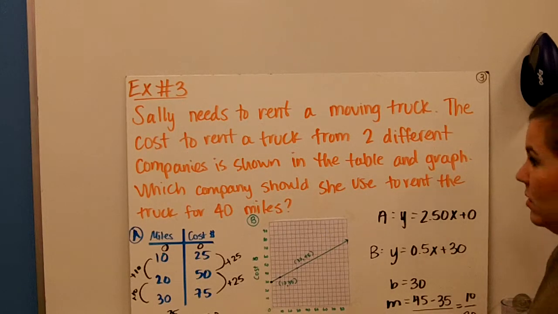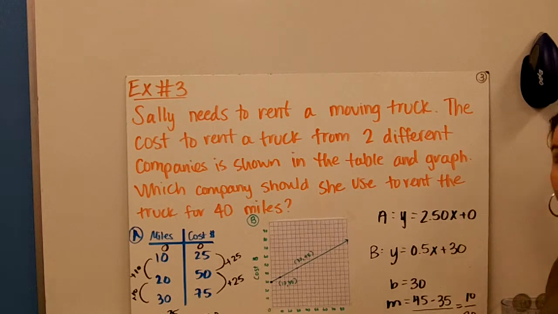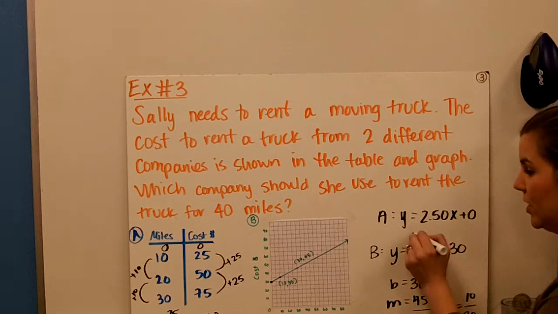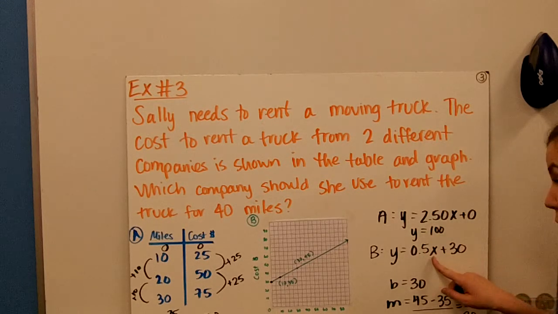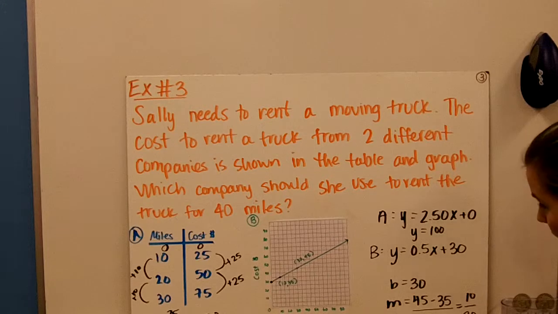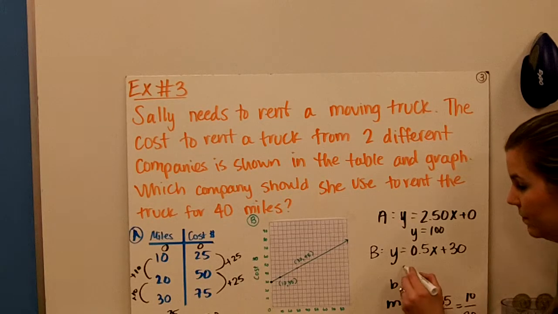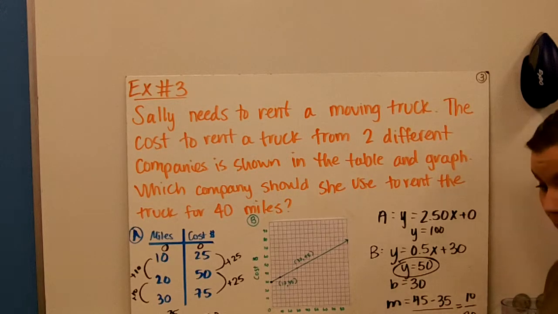Remember, miles is what we were using for x, so you can plug in 40 right here. $2.50 times 40 will give you $100. Or plug in 40 right here into the other equation. 50 cents times 40 miles plus the $30 initial fee, and we get $50. So I think it would be logical to use company B because it's only going to cost $50 instead of $100.